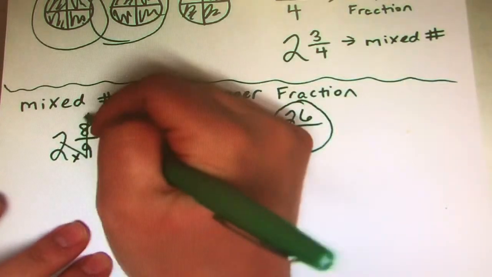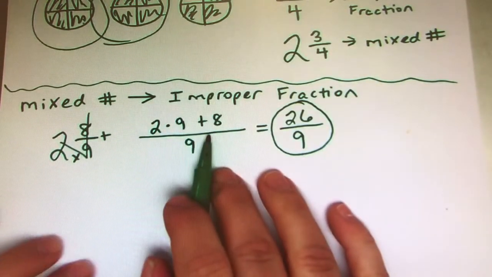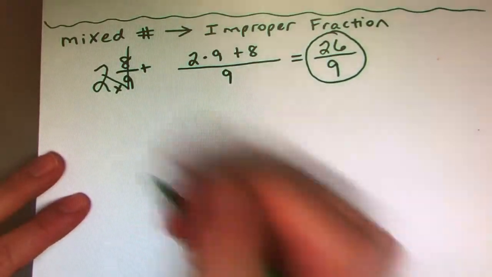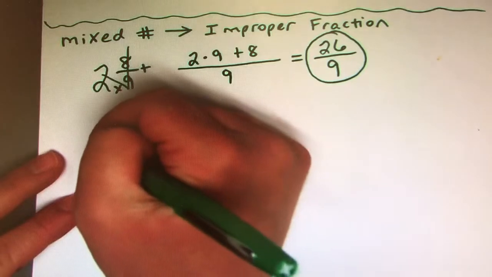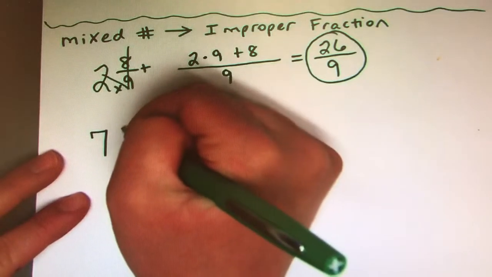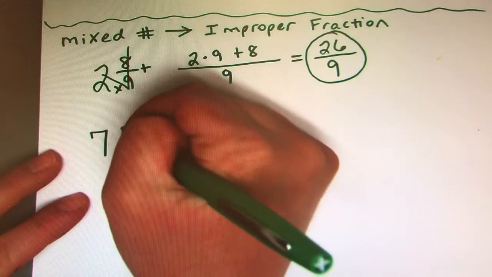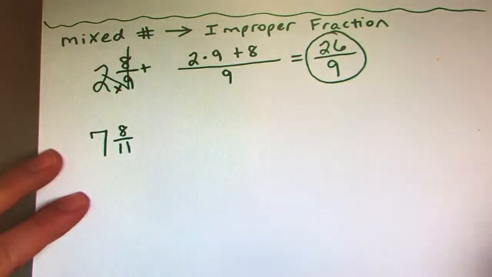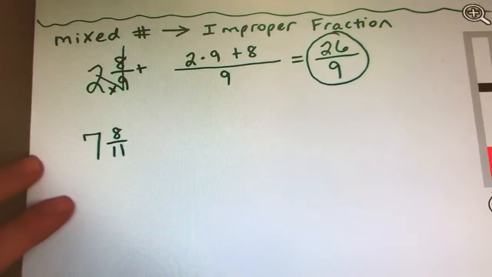Okay, I multiply down and add it up. Here's the way if you want to write it horizontally. Let's do one more. What if we have 7 and 8 elevenths? 7 and 8 elevenths.